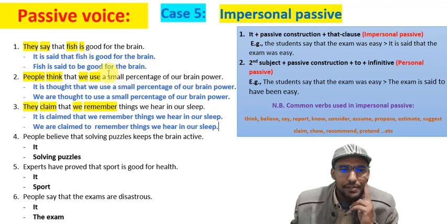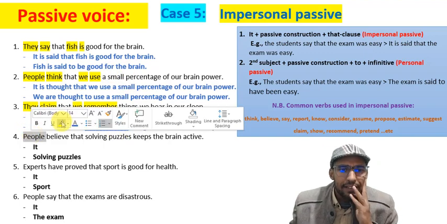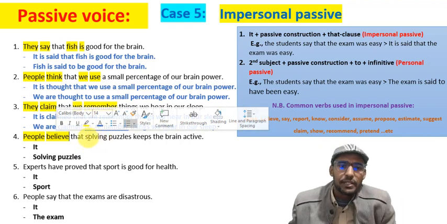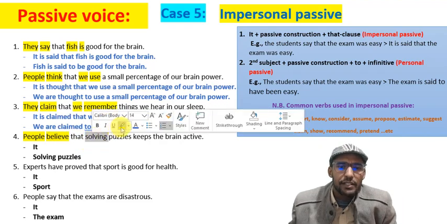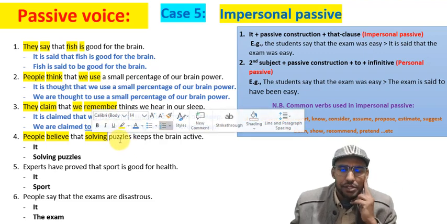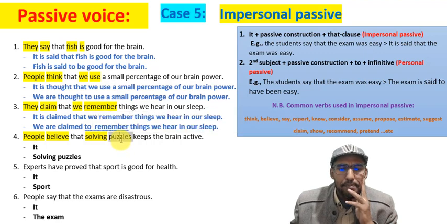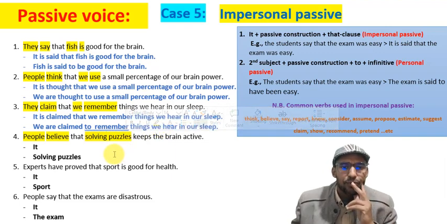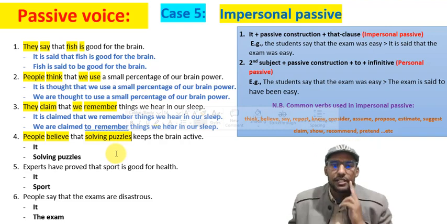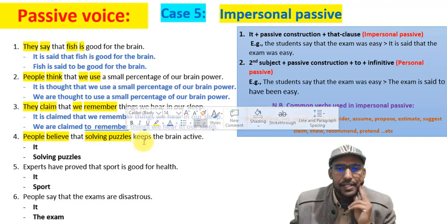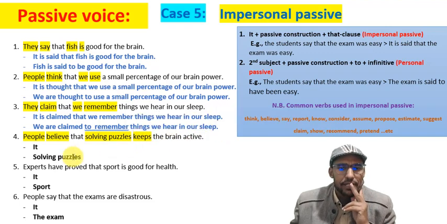Okay, now let's move on to number 4. Again, we have here people, first subject, believe, first verb. And then we have here solving. This gerund is a noun. It's in the subject of the statement, the relative clause here: solving puzzles. So we have gerund plus the puzzles, this noun combination here is the subject. Keeps is the second verb.